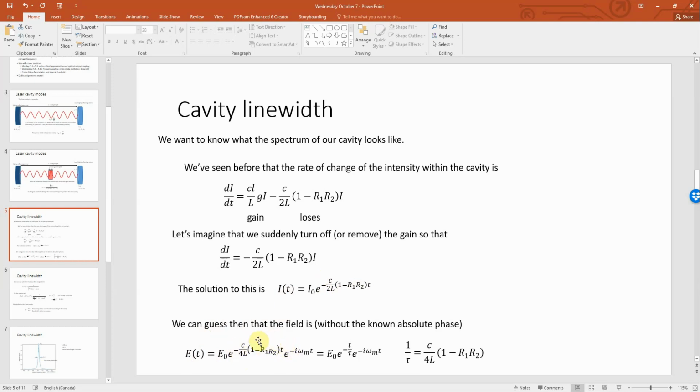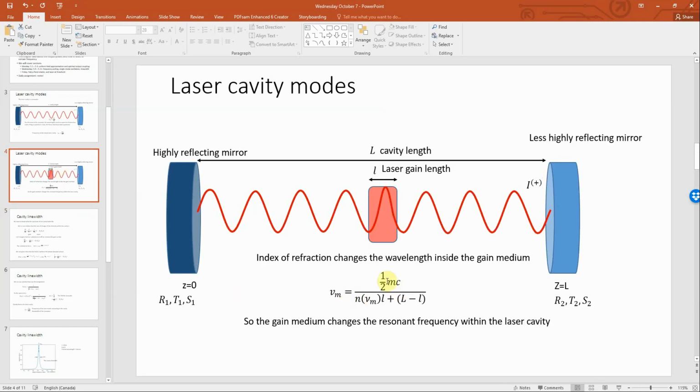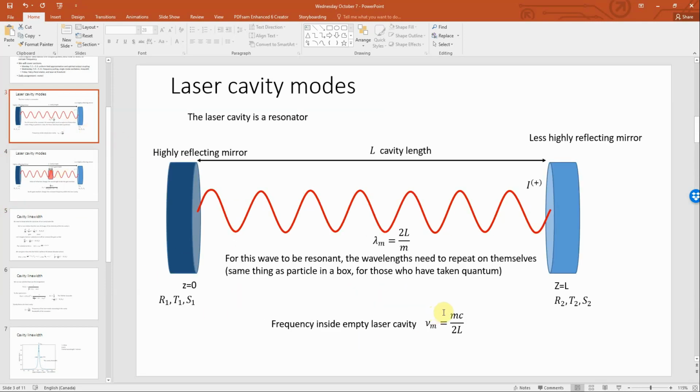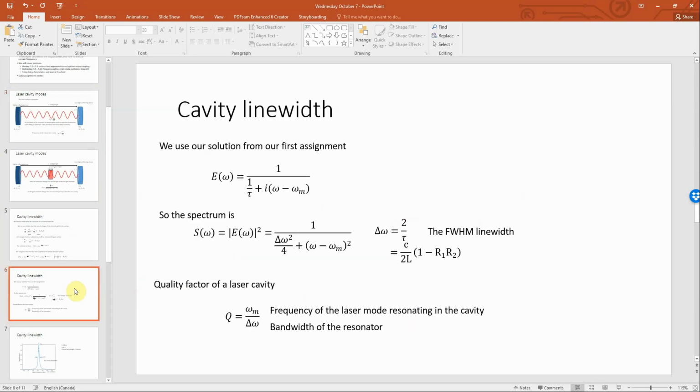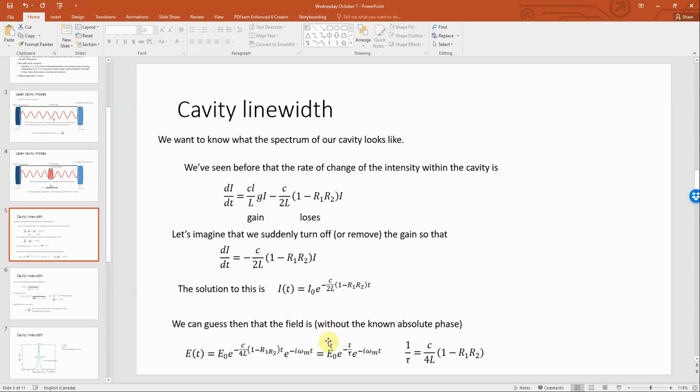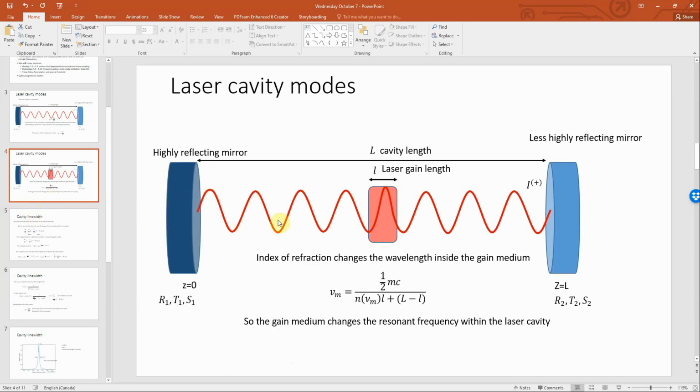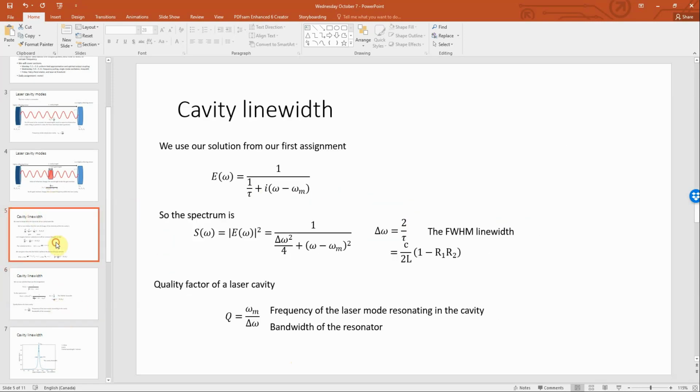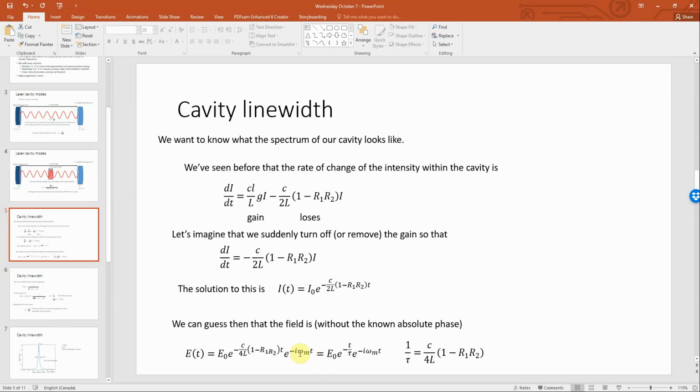Now, the field, of course, has to oscillate at some frequency, but we've said that this frequency is going to be, let's just say that it's a bare cavity. This frequency is going to be some mode number times c over 2L, or when it's the angular frequency, this times 2 pi. So what we get is that the field has this exponential decay envelope, and then this carrier frequency, which is the actual frequency that this thing is oscillating at in time. So that's going to be that mode number.